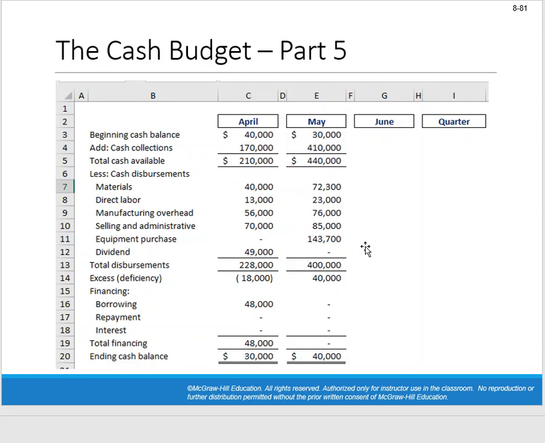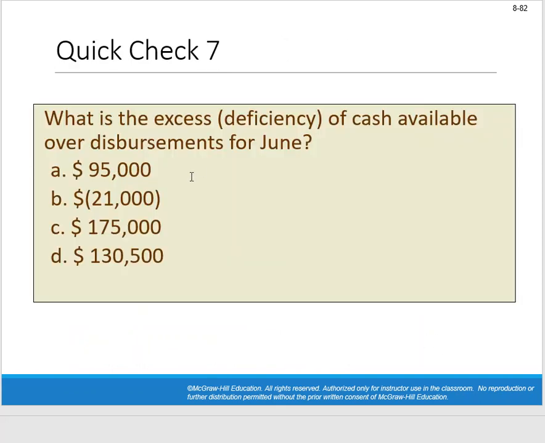So that's not enough to repay the loan, but we also don't need to borrow any money at this time. So that's good, but we don't have enough to pay back the $48,000 that we borrowed. We need to hold on to all of that. So what's the excess or deficiency of cash available for June? Can you do that in your head? That's pretty hard. Let's go ahead and take a look at how to get there.